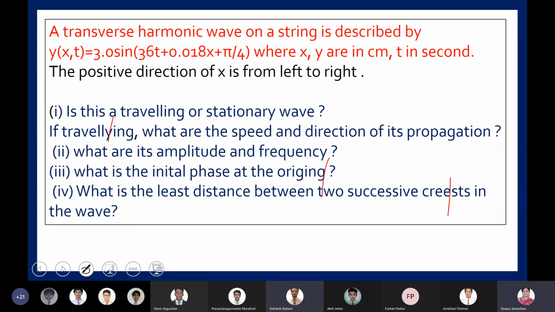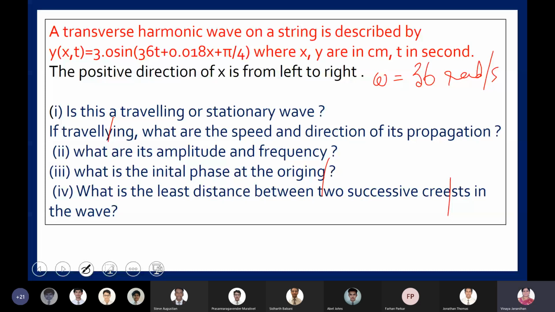Ma'am, it's given in centimeters, so we have to write everything, like amplitude will be 3 centimeters. But in case you are finding the frequency, what happens to omega? Omega will be 36 radians per second. Yes, ma'am. So frequency will be in hertz.